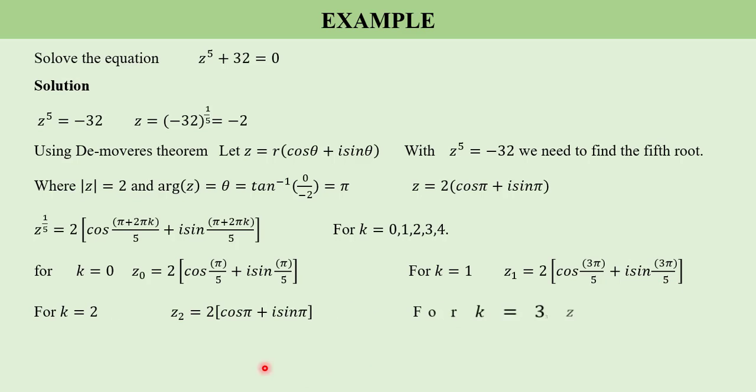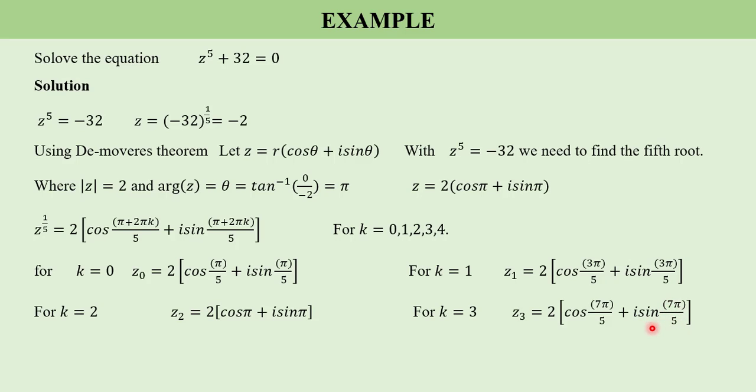Then for k = 2, we shall have z2 = 2(cos pi + i sin pi), whereby we substitute the 2 here. 2 times 2 is 4, 4 pi plus pi gives us 5 pi, and 5 pi over 5 gives us pi. So the next is for k = 3, we substitute 3. 3 times 2 is 6 pi, plus pi, 7 pi over 5. So it will be 2(cos 7pi/5 + i sin 7pi/5).